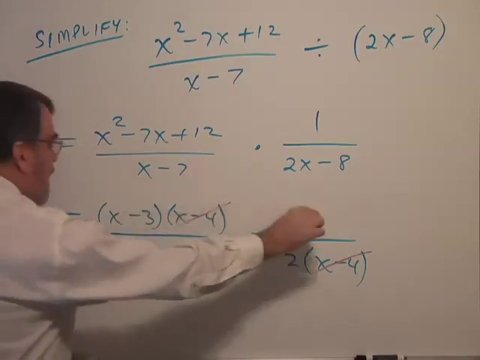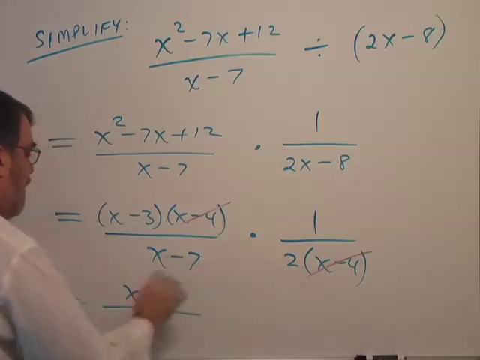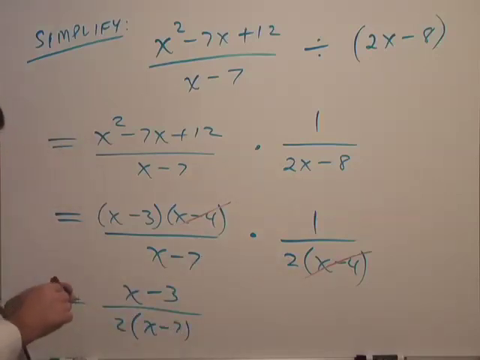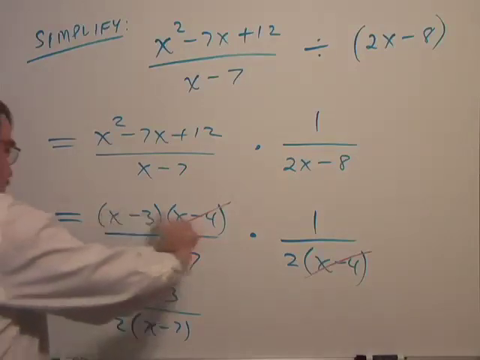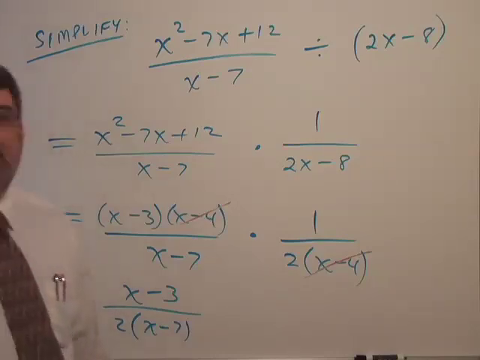So on top I've got x minus 3. Down below I've got 2 multiplying this, 2 parentheses x minus 7. So there we go. We've put all the pieces together and it's fully factored. It's fully simplified. So we're done.